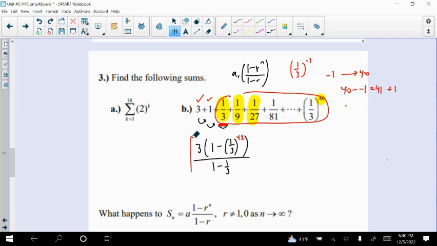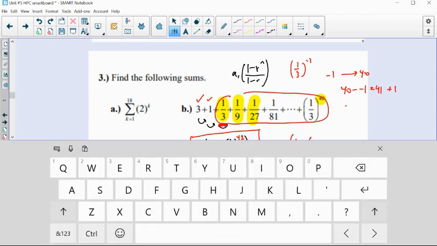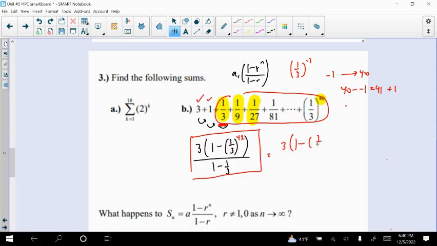So this technically is an answer. We could clean it up a bit because I know 1 minus 1/3 is 2/3. So we can say it's 3 times 1 minus 1/3 to the 42nd power, and then all that's divided by 1 minus 1/3, which is 2/3. And certainly you could multiply it up to get 3 times 3 is 9/2. And then you could say that's 1 minus the quantity 1/3 to the 42nd power.